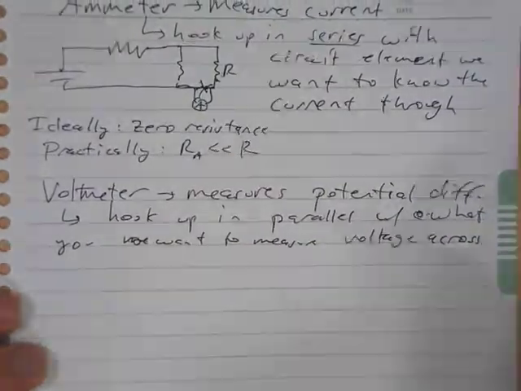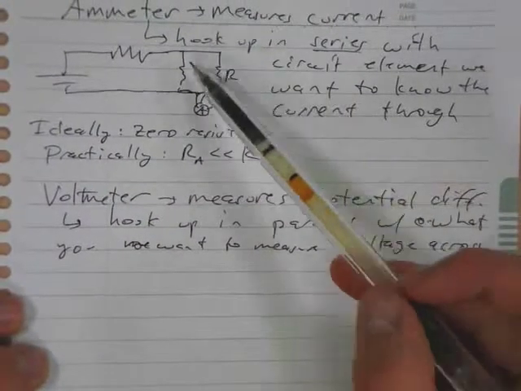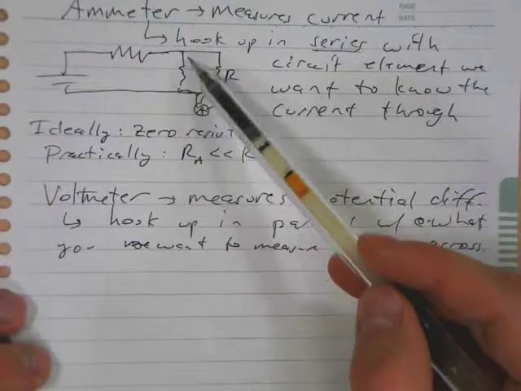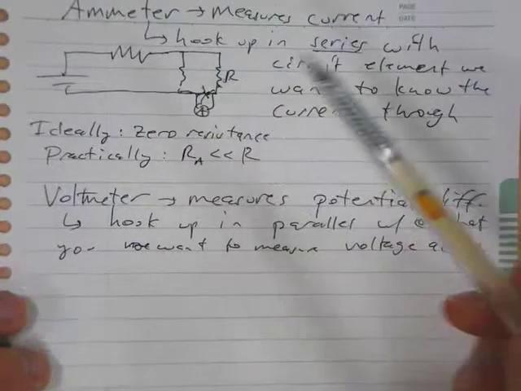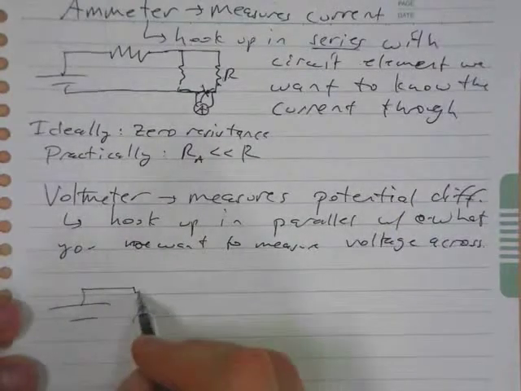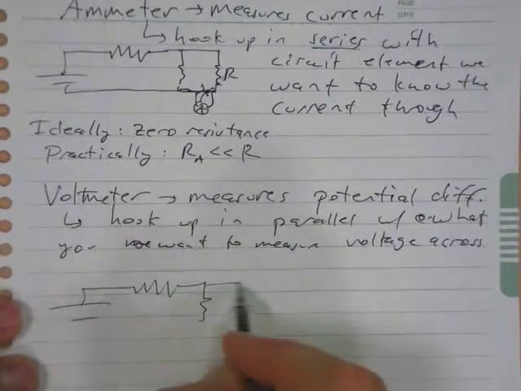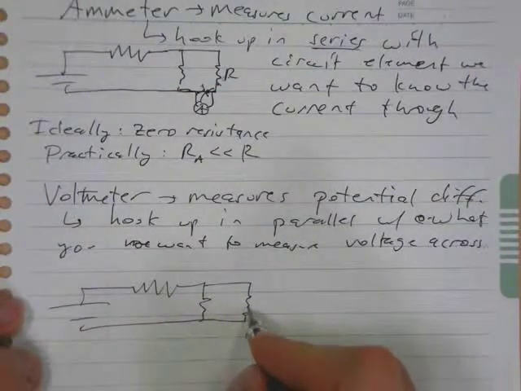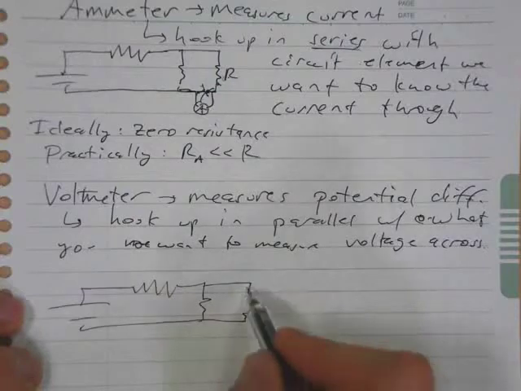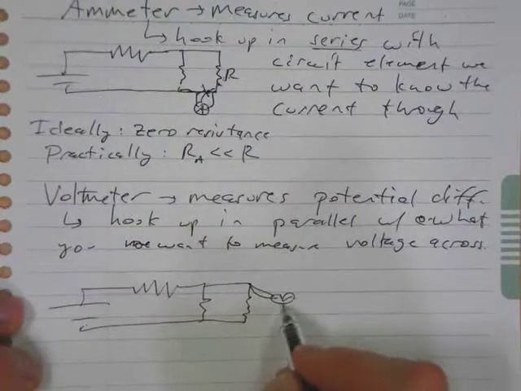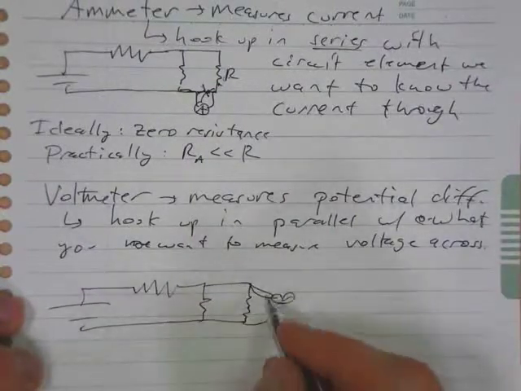We talked about this when we were dealing with resistors and capacitors in parallel. The voltage drop across this resistor is the same as the voltage drop across this resistor, right? So if we've got a circuit, and I'll make it the same circuit as up top, and I want to measure the voltage drop across this resistor, I need to know the potential here and the potential here, and so I hook up my voltmeter in parallel to that resistor.